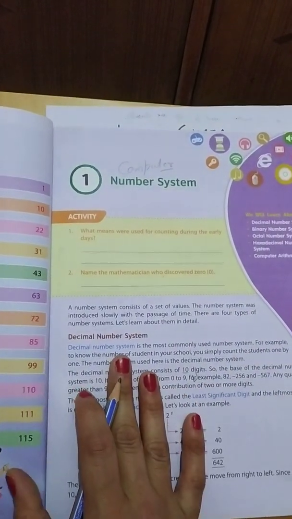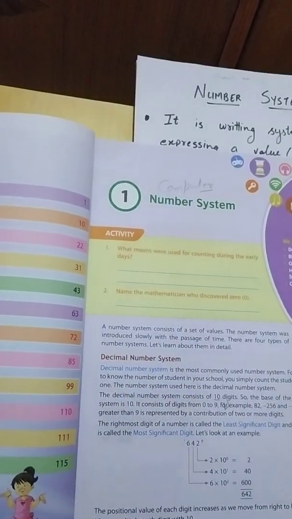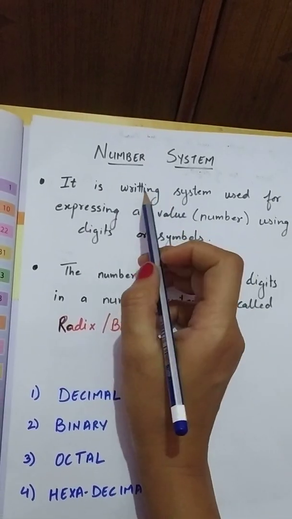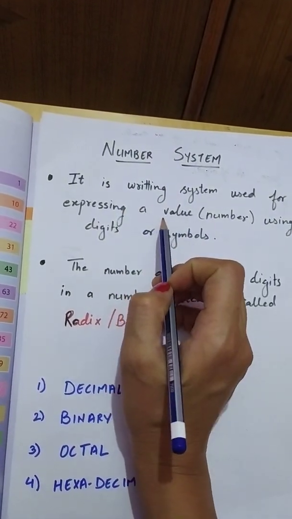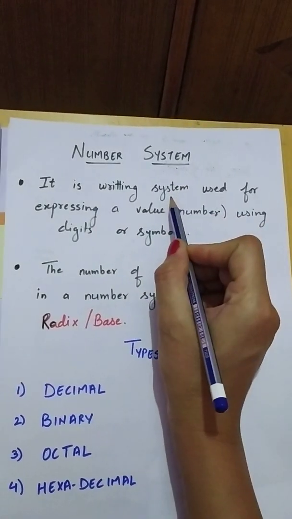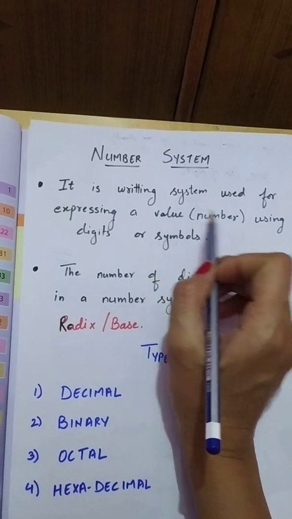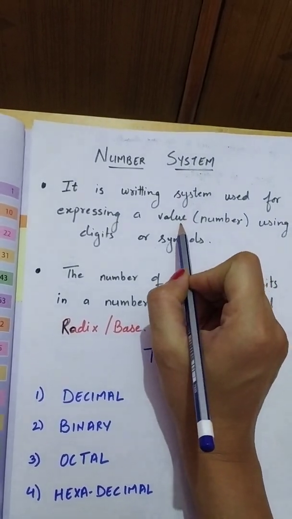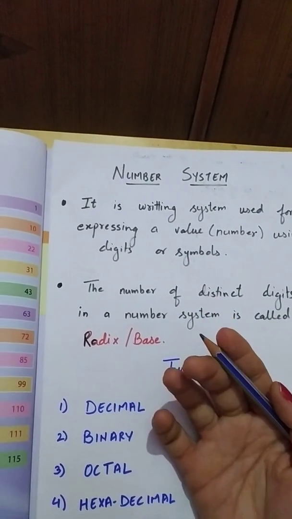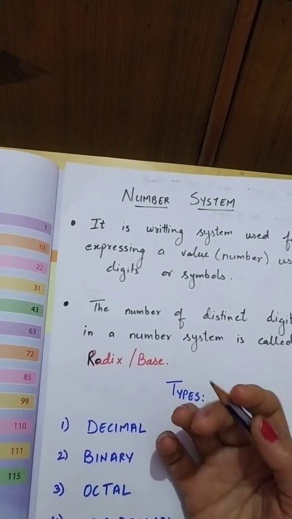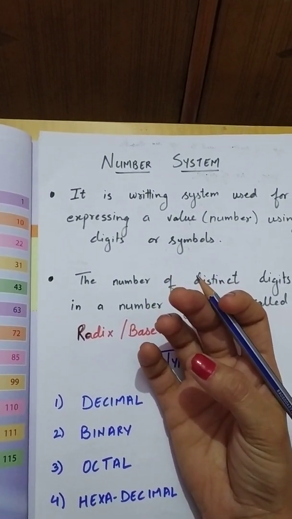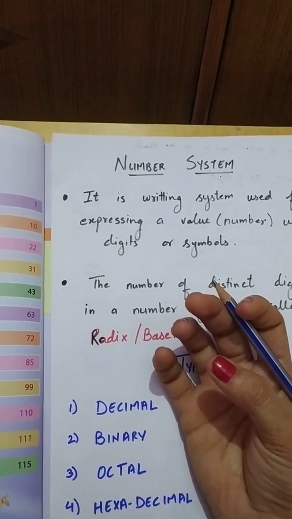Before starting this number system, what actually is a number system? I just want to give a short introduction about that. A number system is the writing system used for expressing a value using digits or symbols. That means a system which is used to express a value, and for expressing these values, we can use any digit or symbols. In the earlier days, we used to count using sticks, fingers, pebbles and all these things. But these methods were not adequate.